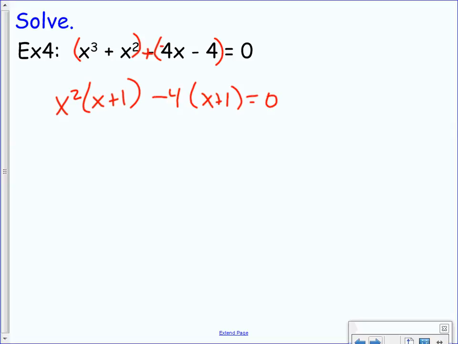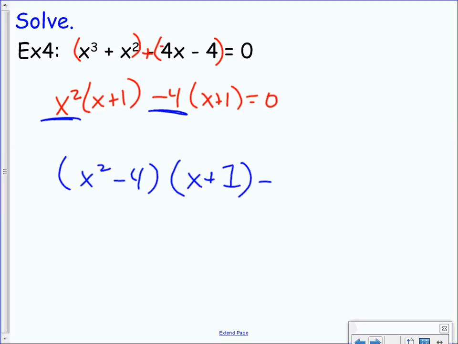Another way to do it, because we know that x plus 1 is the GCF: think about it as distributive property, right? x squared is distributed to x plus 1, and negative 4 is distributed to x plus 1. So isn't that the same thing as x squared, x plus 1, negative 4, x plus 1? That's why that thing works the way it does. Same thing. Or if you want to put the x plus 1 first and x squared minus 4 next. Okay. It's all good.